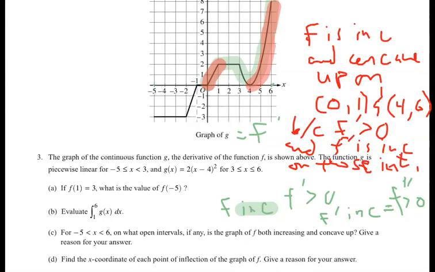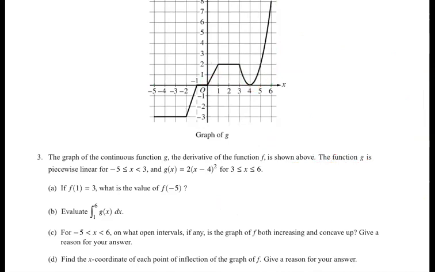And then the last problem. Find the x-coordinate of each point of inflection of the graph. Give your reason. Well, points of inflection is usually where the second derivative changes sign. So we want to see where f prime changes from increasing to decreasing or decreasing to increasing, which is the same as saying f double prime changes sign.